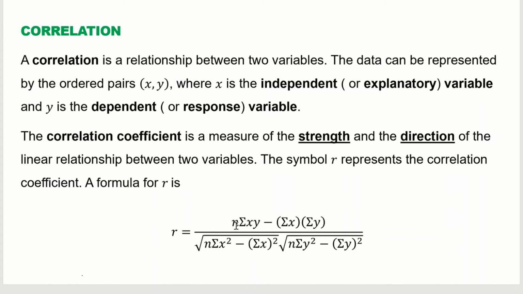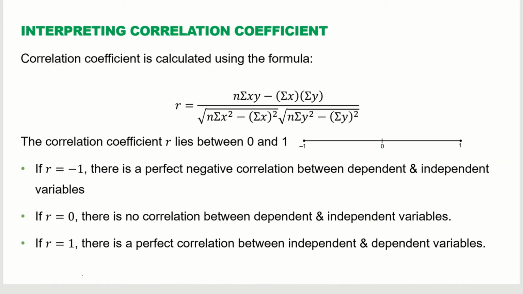r equal to n times sum of x times y minus sum of x times sum of y, divided by, in the first square root, n times sum of x squared minus sum of x quantity squared, times the second square root of n times sum of y squared minus sum of y quantity squared. So in our course, we must know how to find this correlation coefficient r using calculator and without using calculator. We are going to learn that in the example later on. But first, we are going to talk a little bit more about this correlation coefficient r.